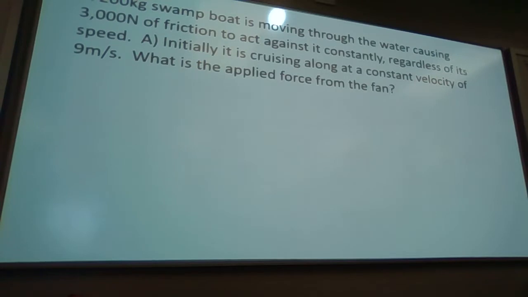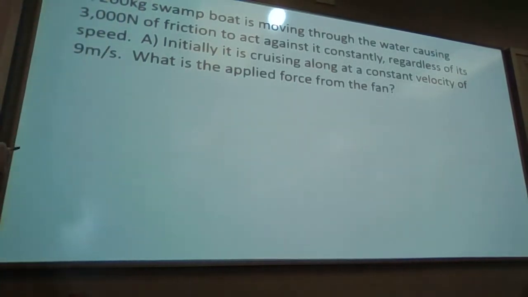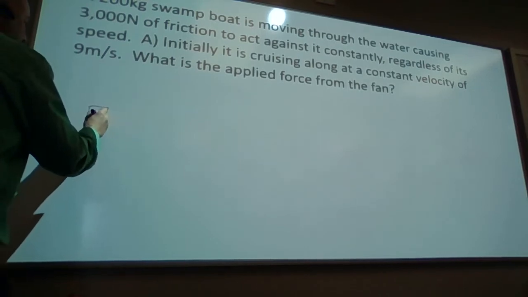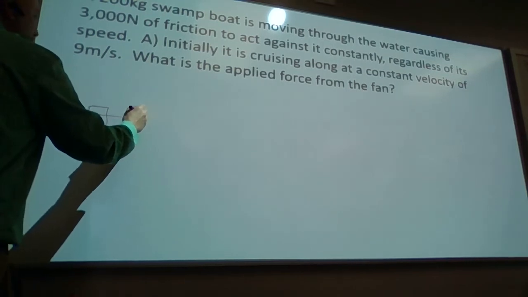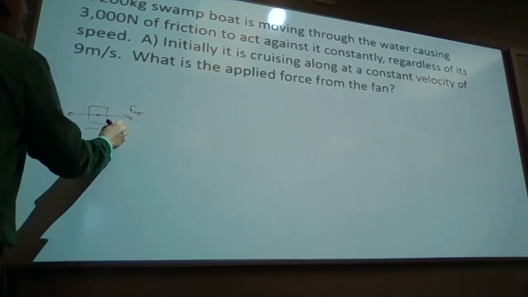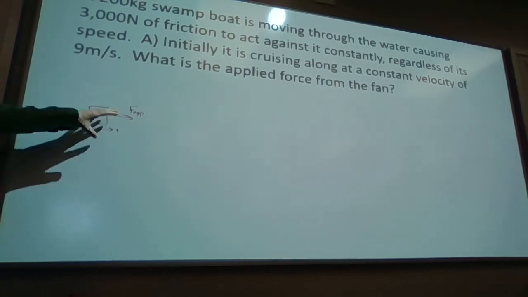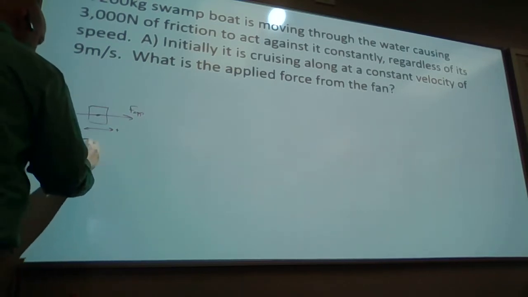All right. Here we go. All right. So I'm dealing with forces, so I'm going to draw a free body diagram. I'm going to say it's going to the right. So applied force is going that way, friction is going this way. I'm going to make the way it's moving positive. Okay. I'm not going to put numbers on here, just symbols.